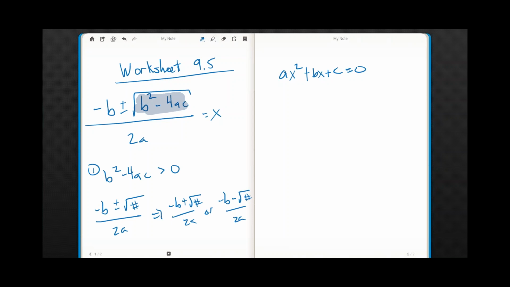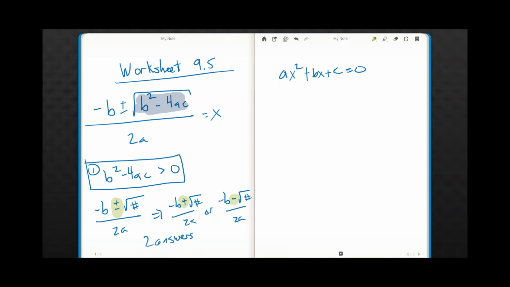We write this as one number. This plus-minus sign that we use, we write it like it's one number, but what we mean by that is maybe you add it, maybe you subtract it. So this has two answers: negative b plus something divided by 2a, and negative b minus something divided by 2a. That's the first scenario, if that number is greater than 0.